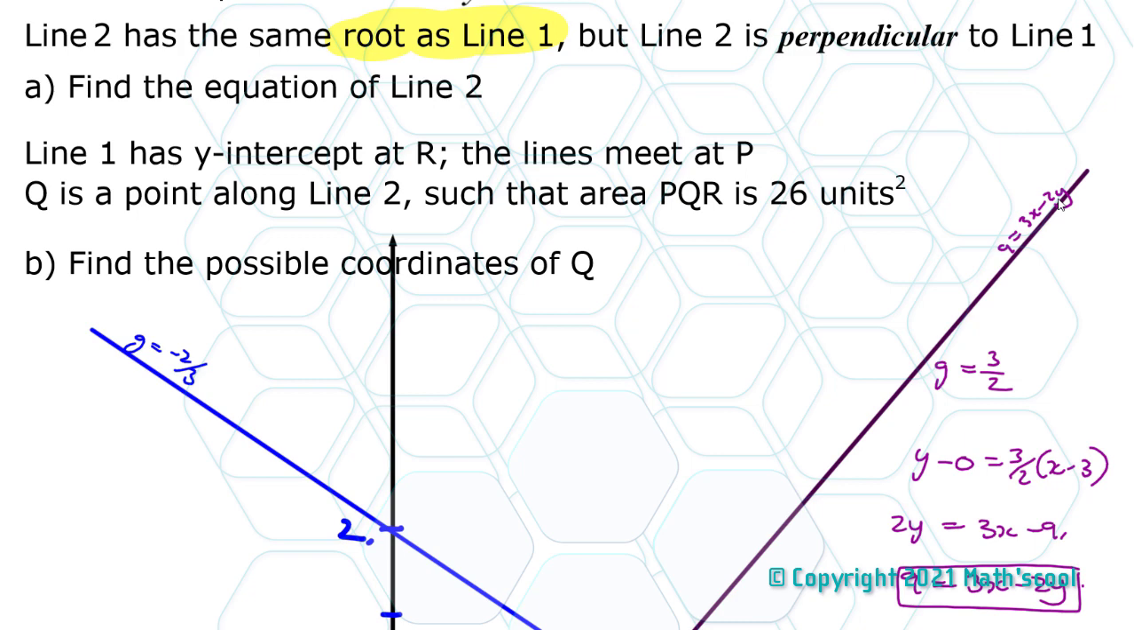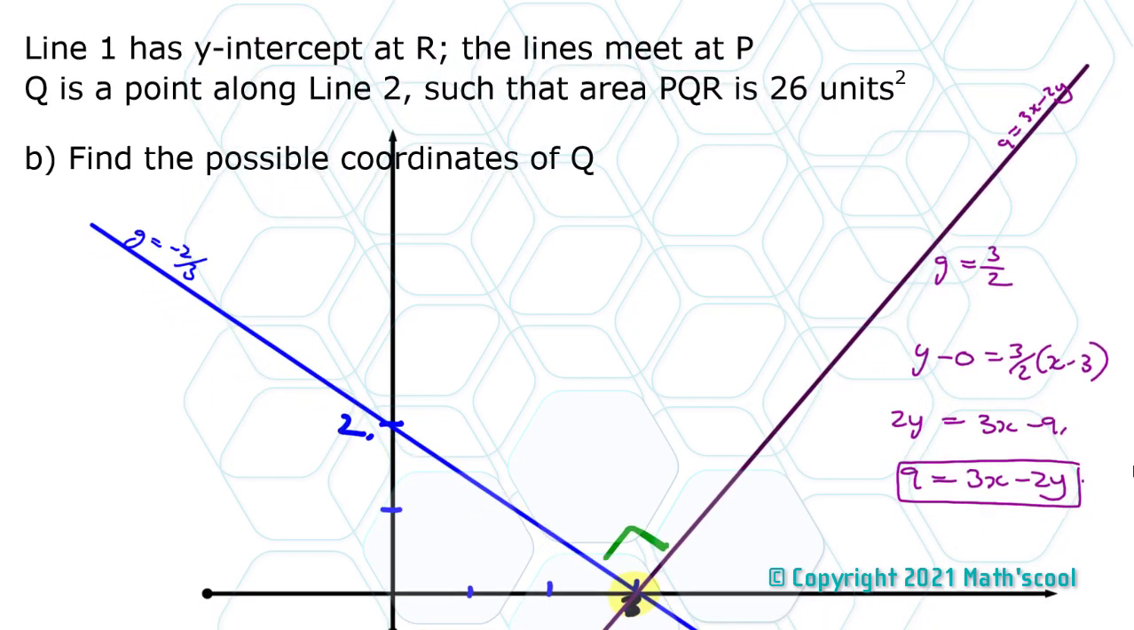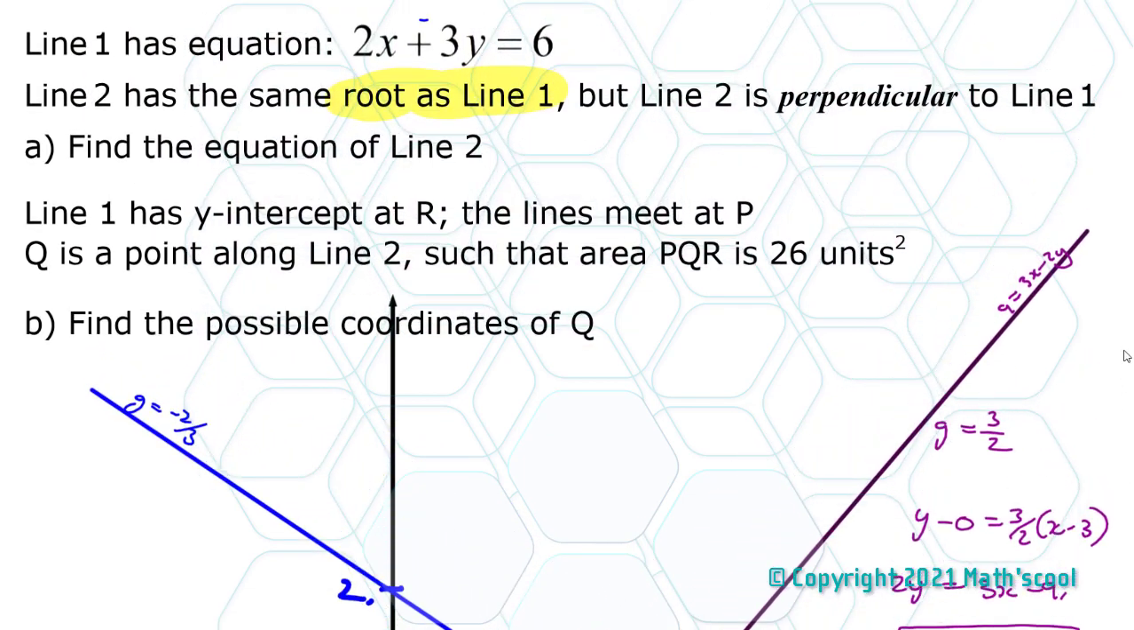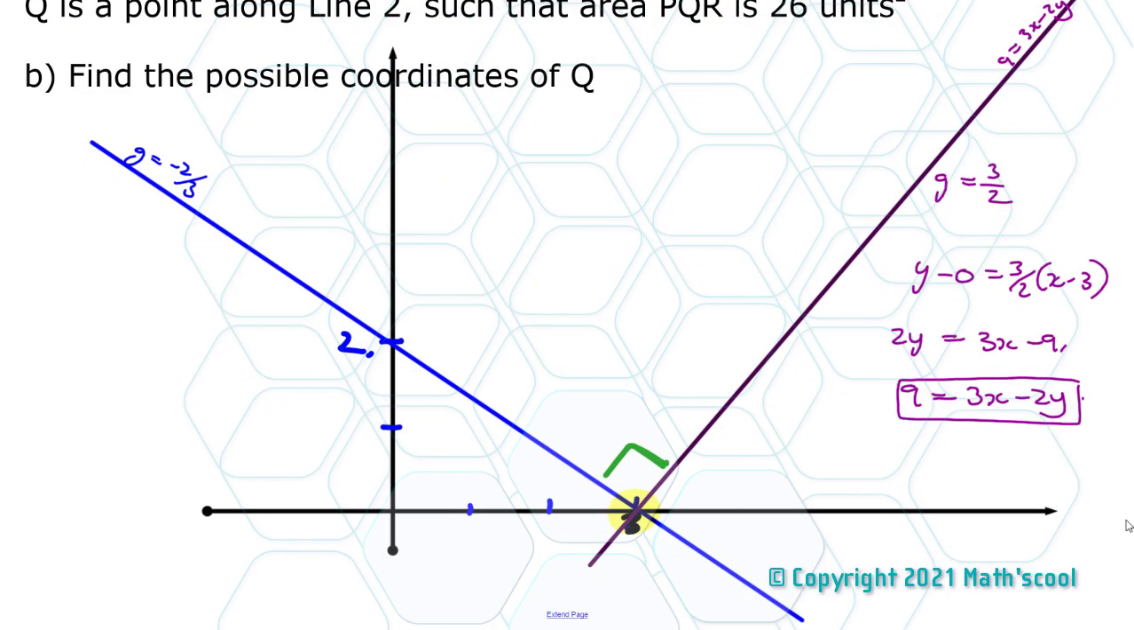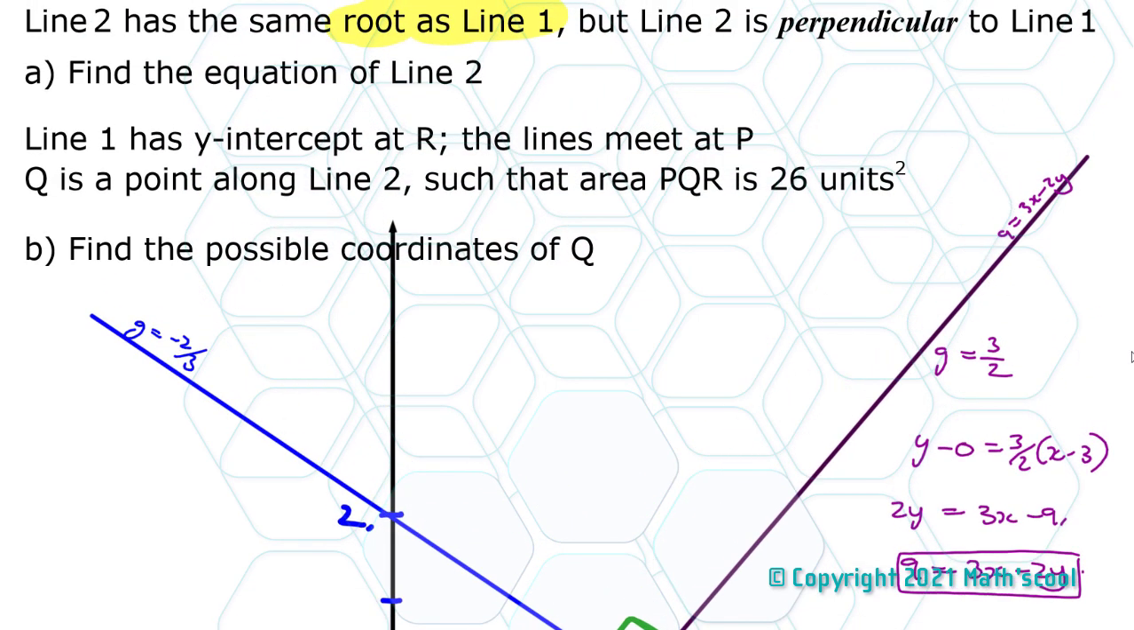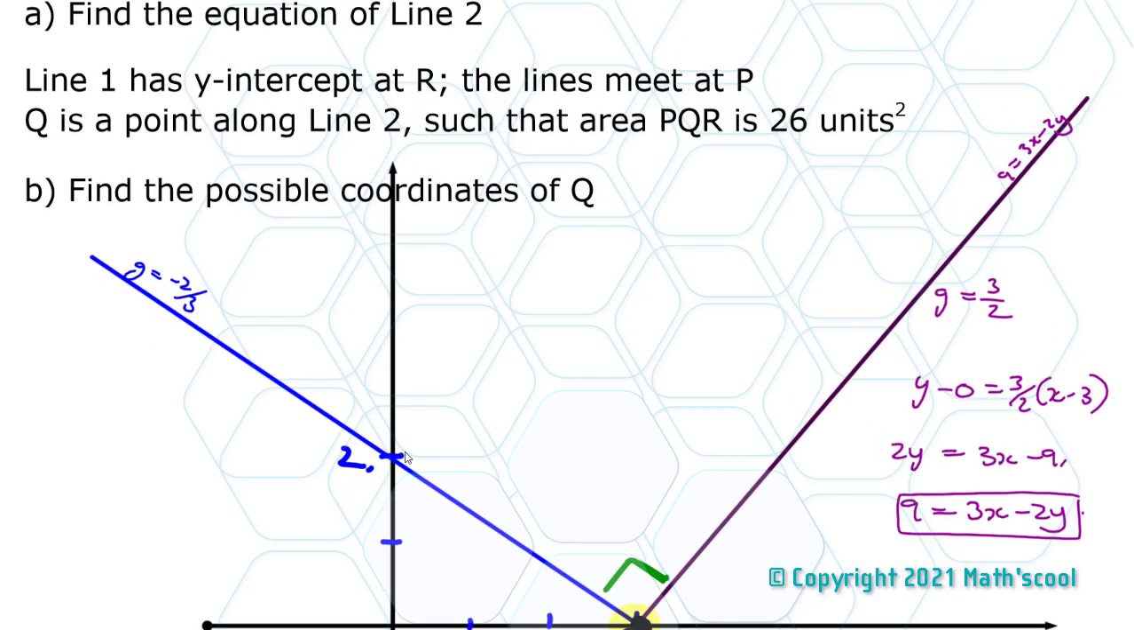Q is a point along line 2 such that PQR has an area. Okay, where's P? The lines meet at P. So that's P. And line 1 has a y-intercept at R, so that's R. And then Q is a point along line 2. It's not on line 2 yet, but I'm going to put it on line 2. I don't know where it is. It's somewhere here along line 2. I'm just going to put it here for the time being.